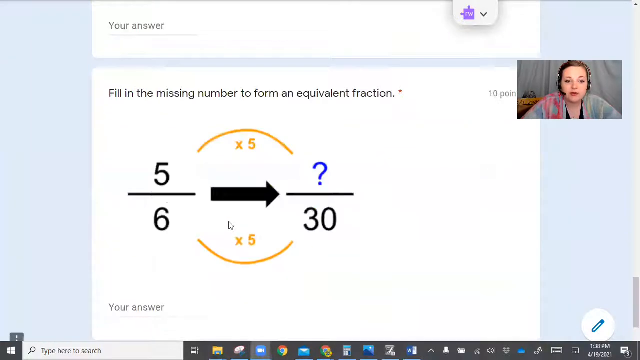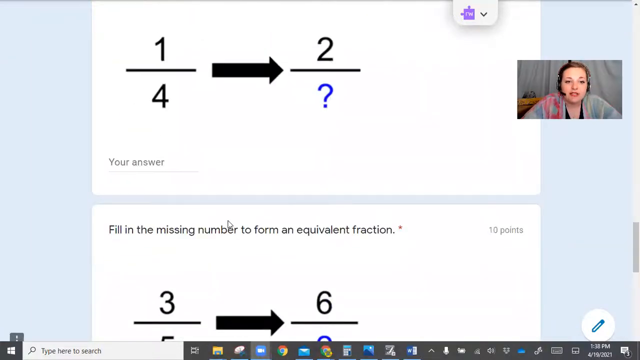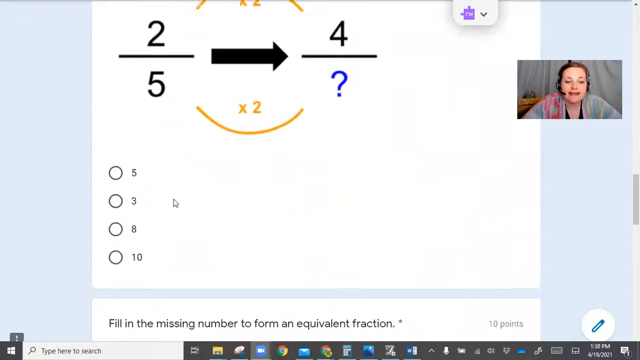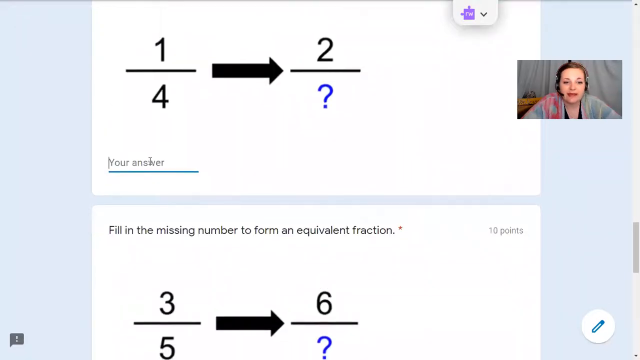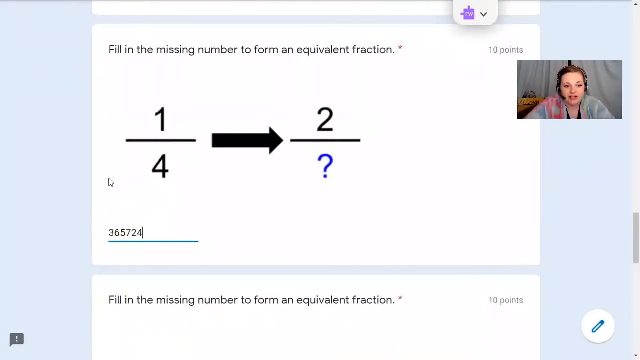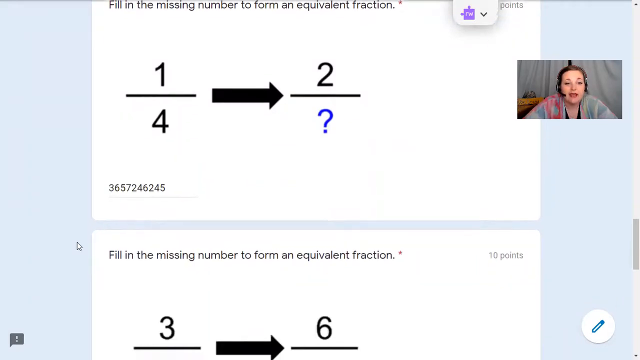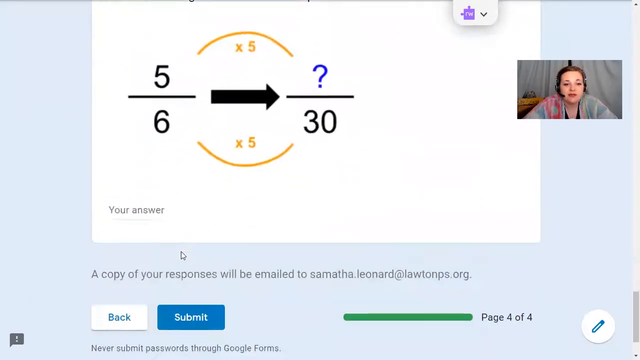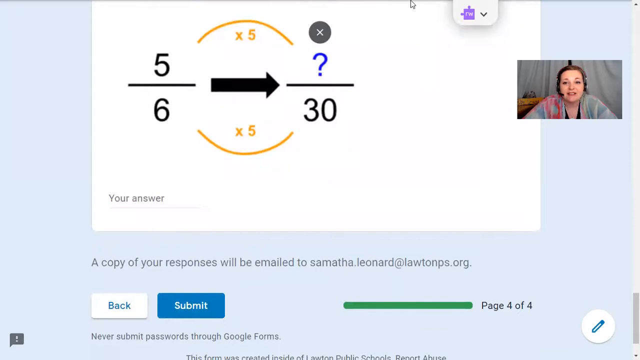All right, once you're finished with those few questions, the first 2 are multiple choice and the rest of them are short answers. So you'll just plug in a number. So the missing equivalent fraction, you can put that number in. And then once you're finished with these questions, you can submit, and you are finished with this 24-question Google form.